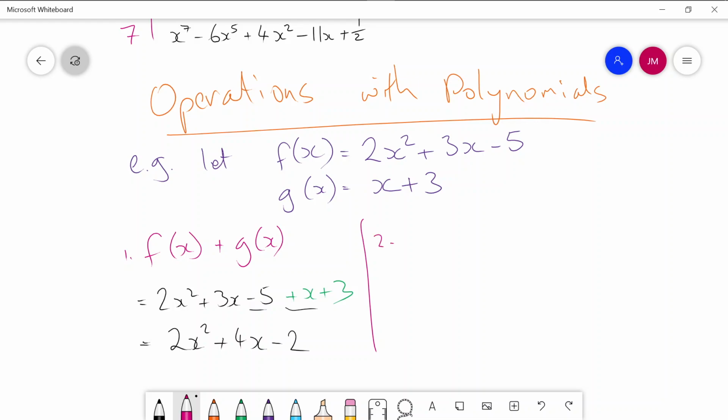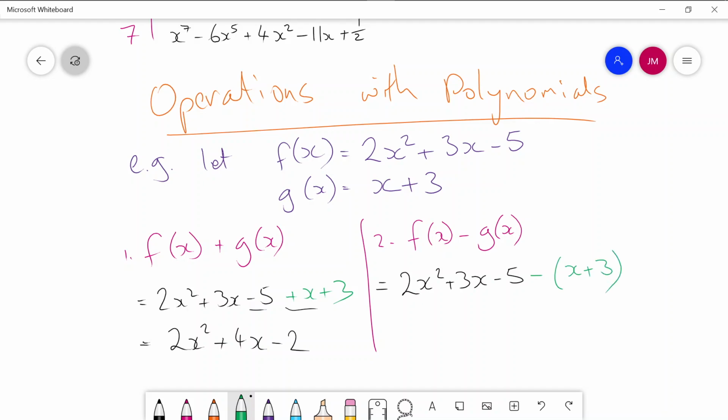We can also subtract them. So let's say I had f of x minus g of x. Then I take all of my f of x, just like I did in that first example, 2x squared plus 3x minus 5, and I subtract all of g of x. Now, I'm going to put g of x in brackets.